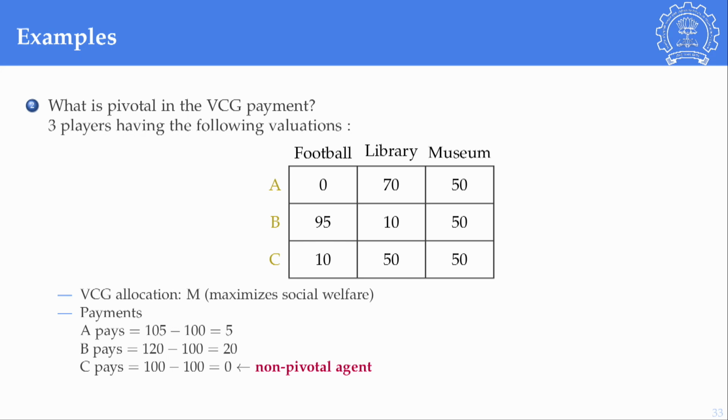And yeah, so why is B paying a little larger amount? Because when he is not there, the utility is very high, and he is actually making a lot of damage by showing up in this mechanism. So, that is why he is taxed more than other agents. So, this is exactly the reason why it is also called pivotal. Only the agents who are pivotal, whose presence changes the outcome, are asked to pay anything. Non-pivotal agents will never make any payments.